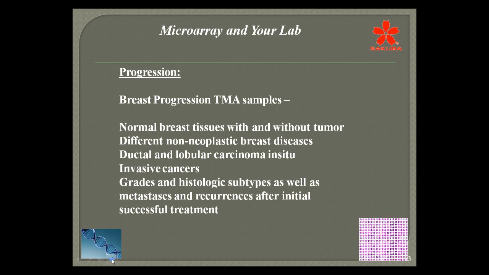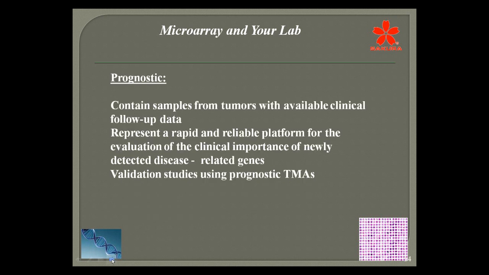And continuing on, breast progression TMA samples, for example, can provide things like normal breast tissue with and without tumor, different non-neoplastic breast diseases, ductal and lobular carcinoma in situ, invasive cancers, grades and histologic subtypes, as well as metastasis and recurrences after initial successful treatment.